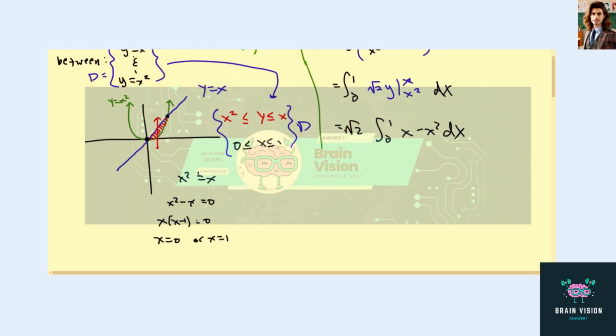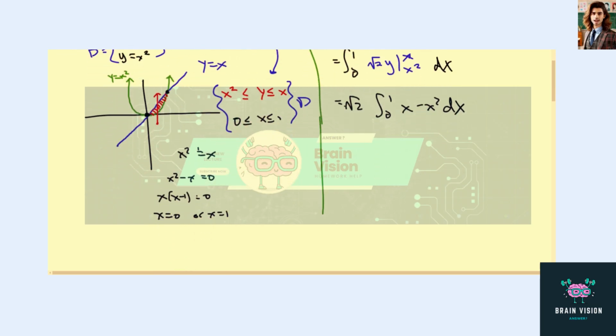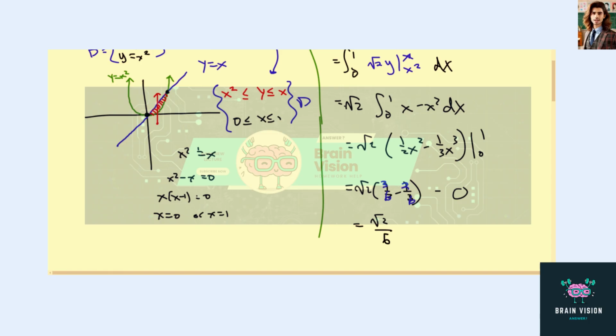And then to integrate this, we use the power rule. So root 2, and then we have 1/2 x squared minus 1/3 x cubed, evaluated from 0 to 1. We plug in 1, that gives us 1/2 minus 1/3, and when we plug in 0, that just gives us 0. So 1/2 minus 1/3, that would be 3/6 minus 2/6, which is 1/6. So that would be root 2 over 6. And so this should be our surface area.